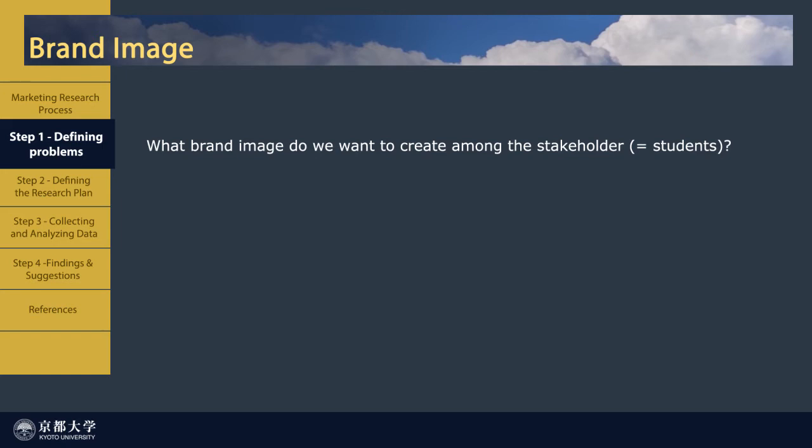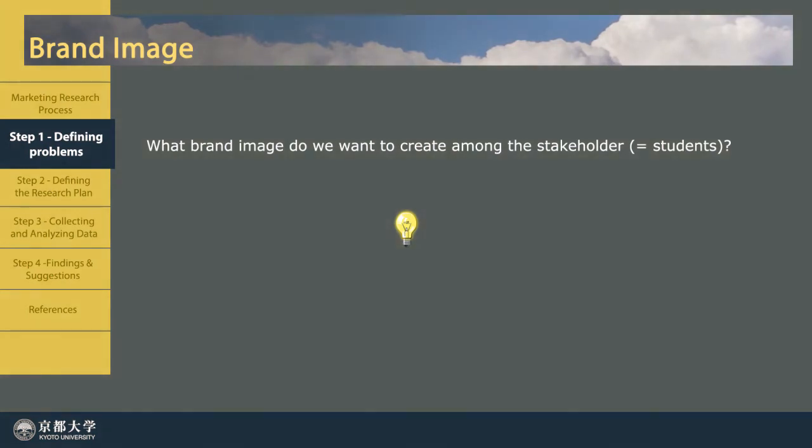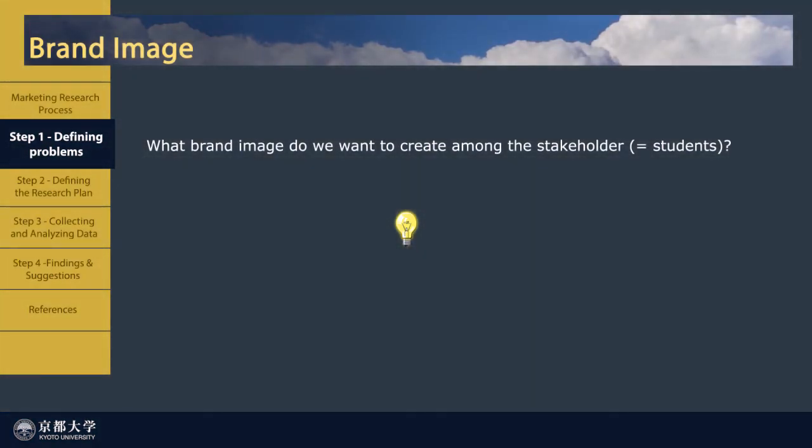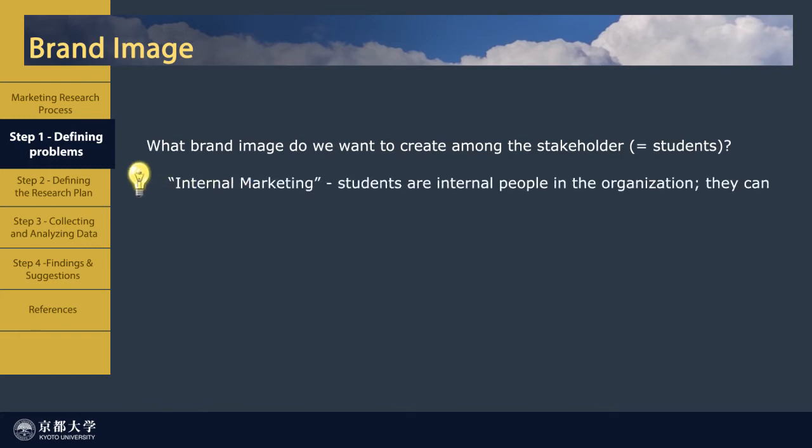We defined the problem. Then we need to think what kind of brand image Kyoto University wants to create or maintain among the students. Here, we would like to touch upon internal marketing. What is internal marketing? It is marketing which targets internal people in the firms or organizations to share the value and create loyalty. By satisfying the people inside, the firms and organizations believe those people can satisfy their customers more, which will create customer values.